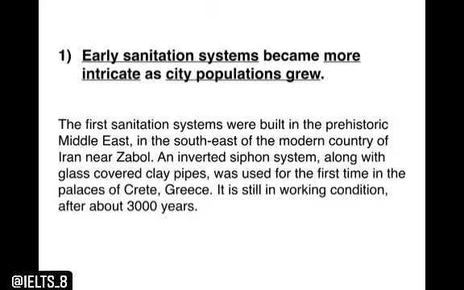Now we need to go to the beginning of the passage and read at normal speed. The first sanitation systems, that could be the same as early, were built in the prehistoric Middle East, in the southeast of the modern country of Iran, near Zabol. An inverted siphon system, along with glass-covered clay pipes, was used for the first time in the palaces of Crete, Greece. It is still in working condition after about 3,000 years. So we found the first keywords, early sanitation systems, but we haven't found anything about more intricate or city populations grew. So we need to continue to the next paragraph.